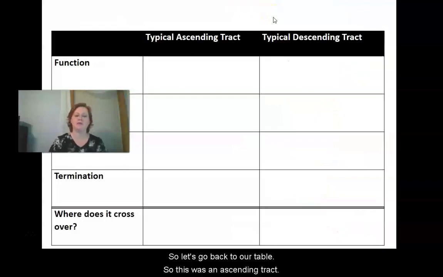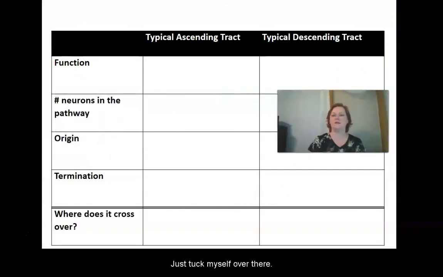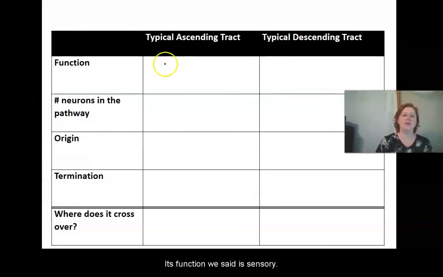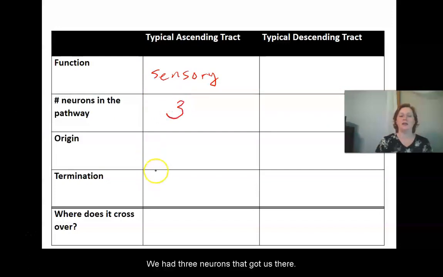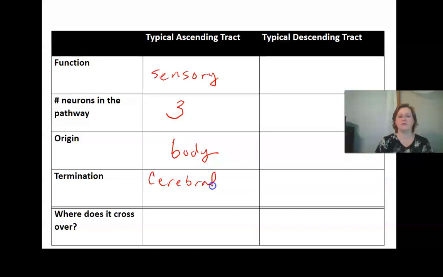So let's go back to our table. So this was an ascending tract. Its function, we said, is sensory. We had 3 neurons that got us there. We started out in the body. We ended in the cerebral cortex.